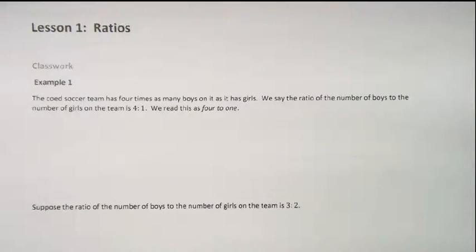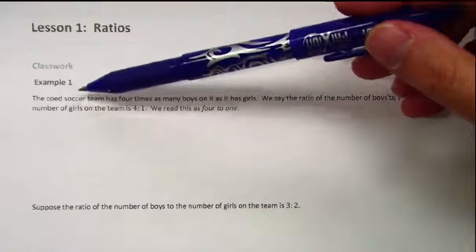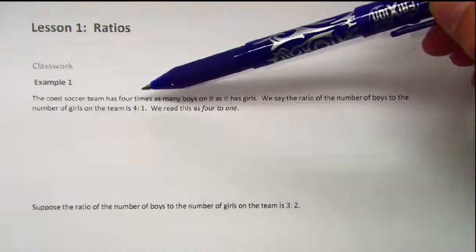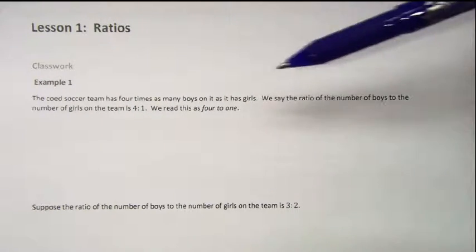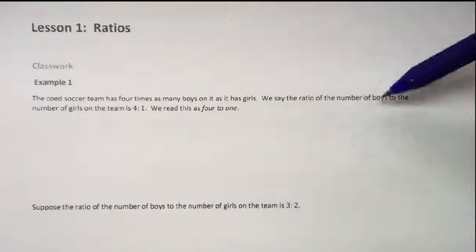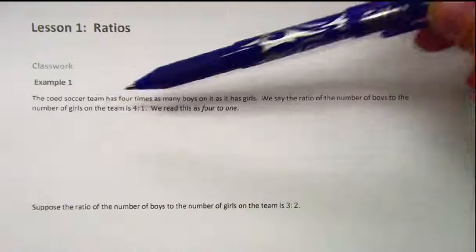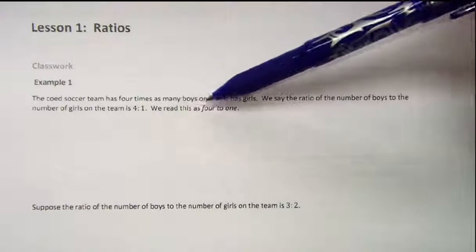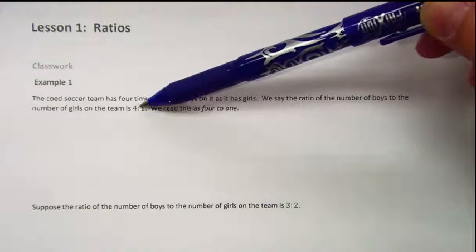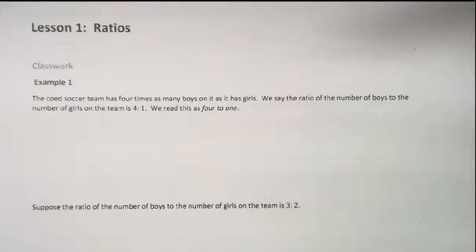Let's take a look at an example from ratios. The co-ed soccer team has 4 times as many boys on it as it has girls. We say the ratio of the number of boys to the number of girls on the team is 4 to 1. We read this as 4 to 1, even though it's got a little colon in between. In math, that colon means we're dealing with a ratio.